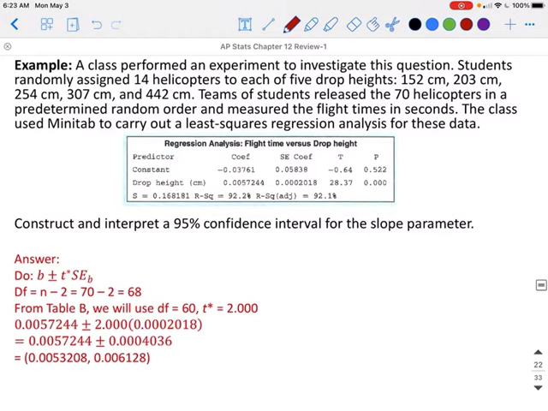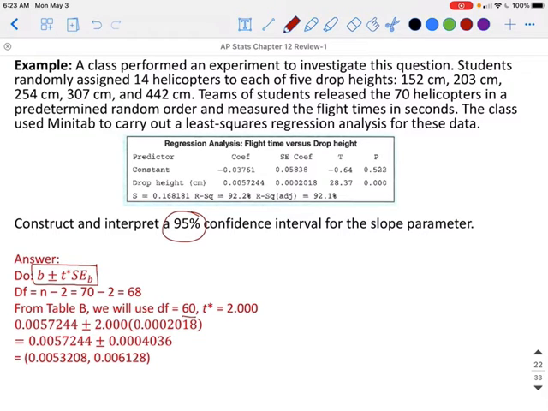Next is the do process. Now remember, when you are finding the interval, you are going to do b plus or minus t star times SE sub b. We need to find our degrees of freedom so we can find our t star value. And again, it's just n minus 2, so we're left with 68. Now, if you go to table B to find your t star value, there is no line for degrees of freedom of 68, so you have to go to the next smallest number, which in this case will be 60. And if you go across the row for 60 until you get to the 95% confidence level, you will see that t star will equal 2.000.